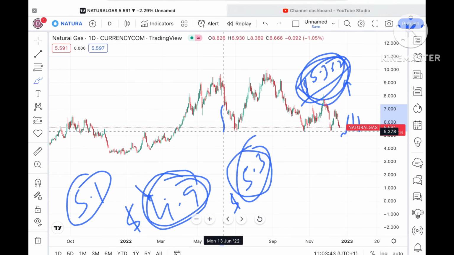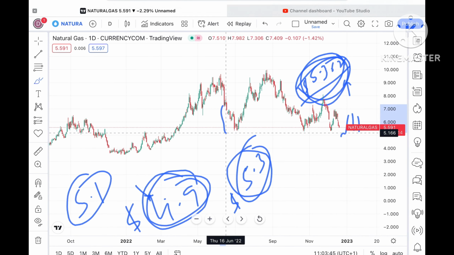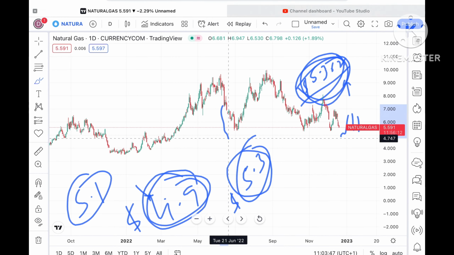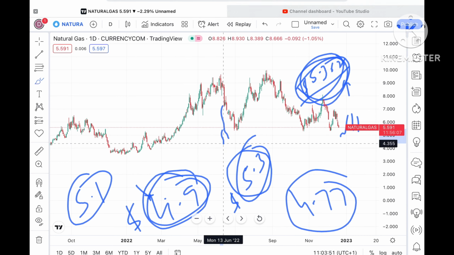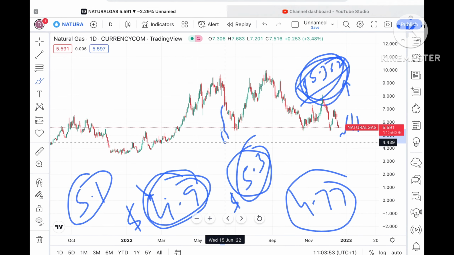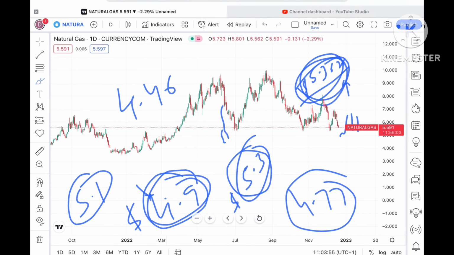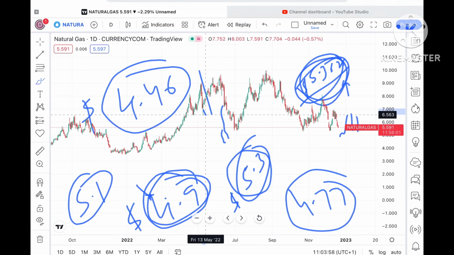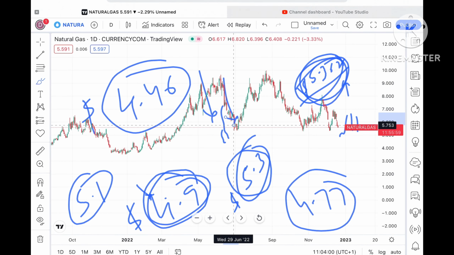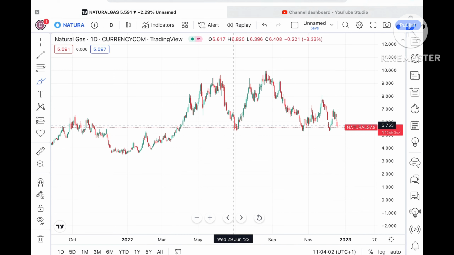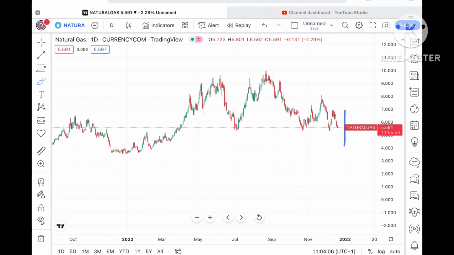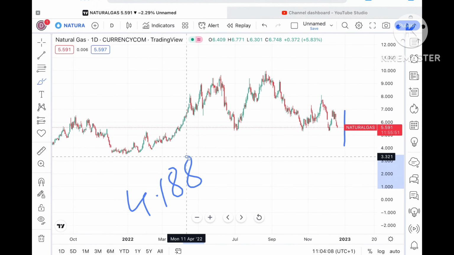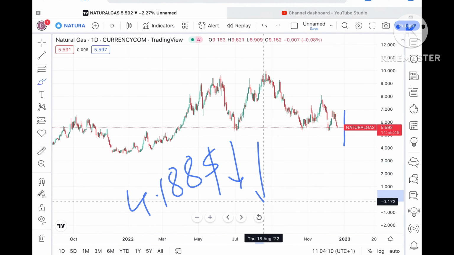If the price falls below that level, it can move further low, and a probability of touching 4.77 is there. If the price falls below that level, it can go towards a level of $4.46. If the price falls below that level, it can move further down. So you have to keep this in mind. Once the price falls below that level, chances of going further low towards a level of $4.188 is there, and from there it can move further low.